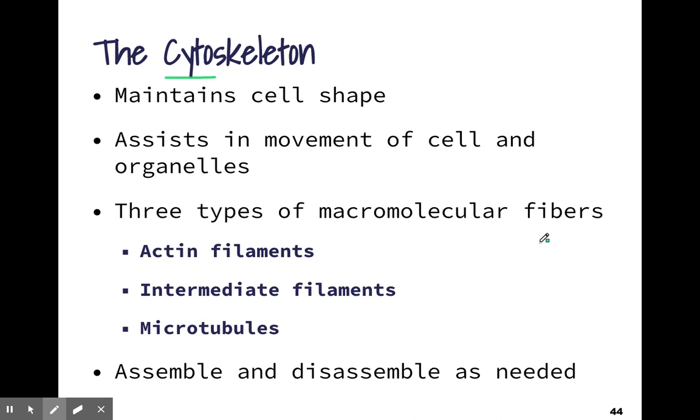There are three types of macromolecular fibers that we're going to look at when we talk about the cytoskeleton. They include actin filaments, intermediate filaments, and microtubules. They assemble and disassemble as needed.